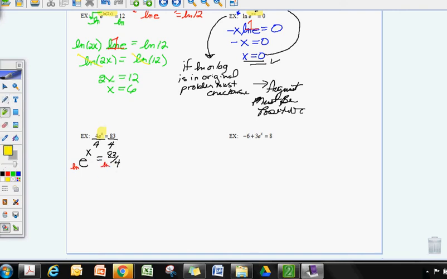When I do that, that exponent's going to come down in front, and I will end up with x natural log of e equals the natural log of 83 fourths. We all know that the natural log of e is 1. Guess what? I'm done. X equals natural log of 83 fourths.